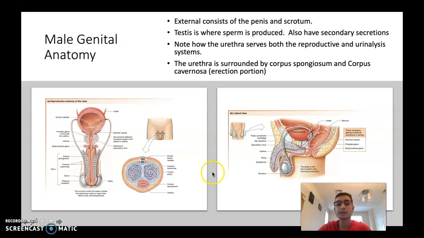Now, note the urethra serves the bladder. It allows urine to leave, and the vas deferens allows sperm to leave. Looking into the penis tissue, we have the urethra, which is surrounded by the corpus spongiosum, the red over here, and then we also have the corpus cavernosum, which, when there is more blood to that area, allows erection for copulation and reproduction.